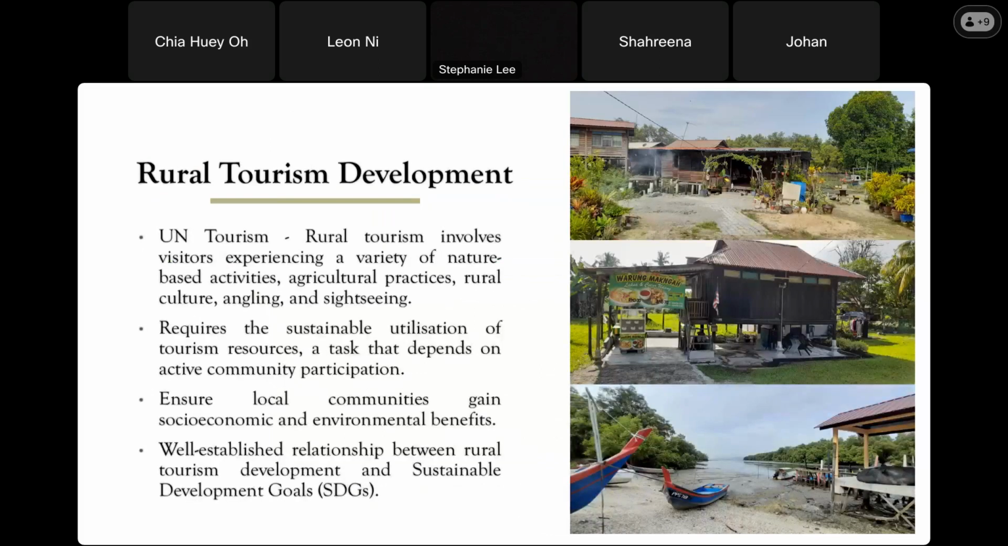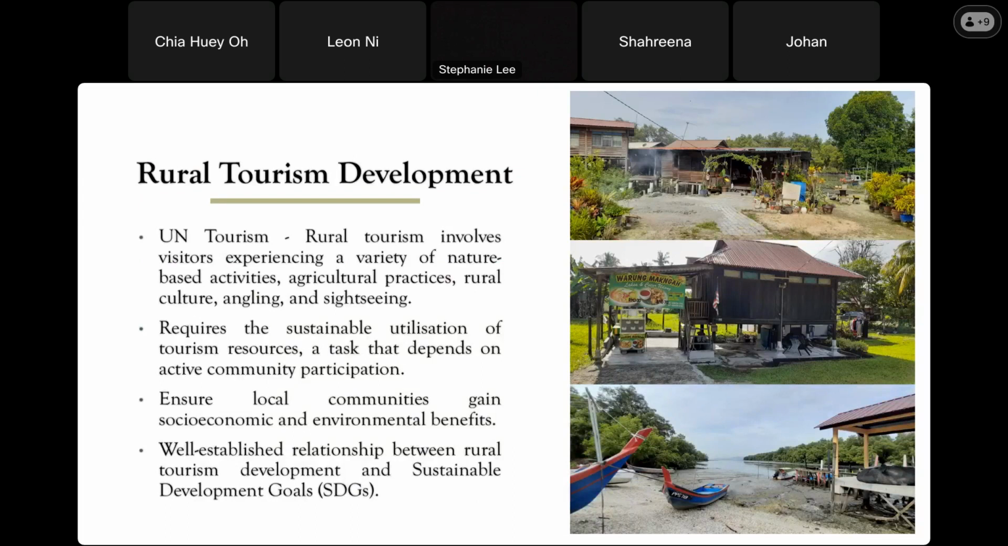Okay, before we go even deeper into this topic, I would just like to highlight the importance of rural tourism as a catalyst for economic development on a global scale, contributing to our country's prosperity. According to the definition provided by UN Tourism, rural tourism actually involves visitors experiencing a variety of nature-based activities, agriculture practices, rural culture, angling, and sightseeing.